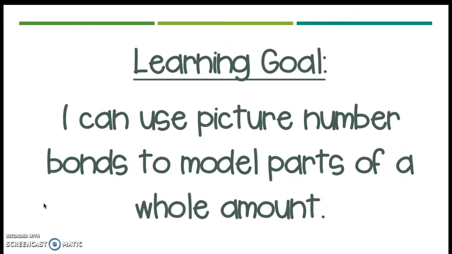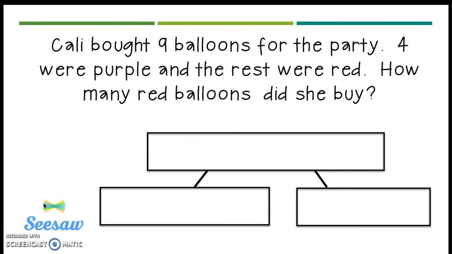All right, our learning goal for today says, I can use picture number bonds to model parts of a whole amount. And that's exactly what we did. Remember, we're practicing showing our good thinking on the paper so everyone can see our math process. It's your turn, friend. You're going to go ahead and seesaw this problem to your teacher. All you have to do for this is draw the picture number bond. You don't have to do a regular number bond or number sentences. You're just practicing that skill of making a picture number bond. I'm going to read the whole word problem one time, and then I'll read the different parts. All right, good luck, friends.